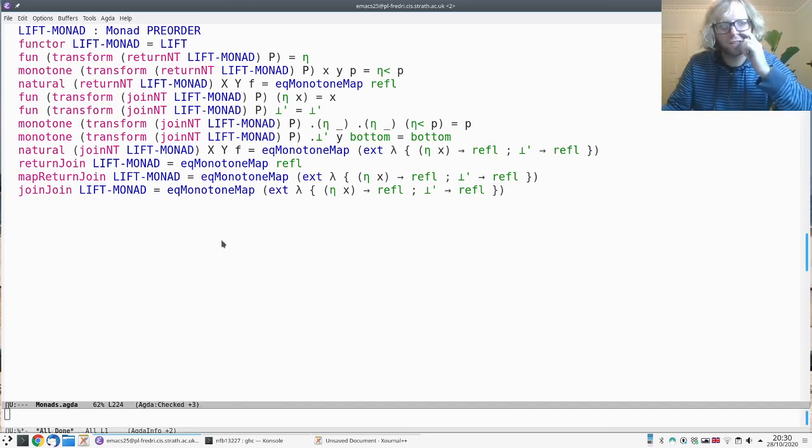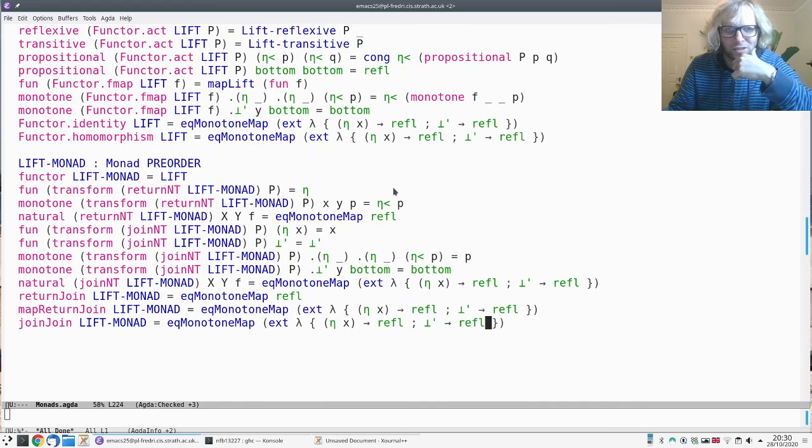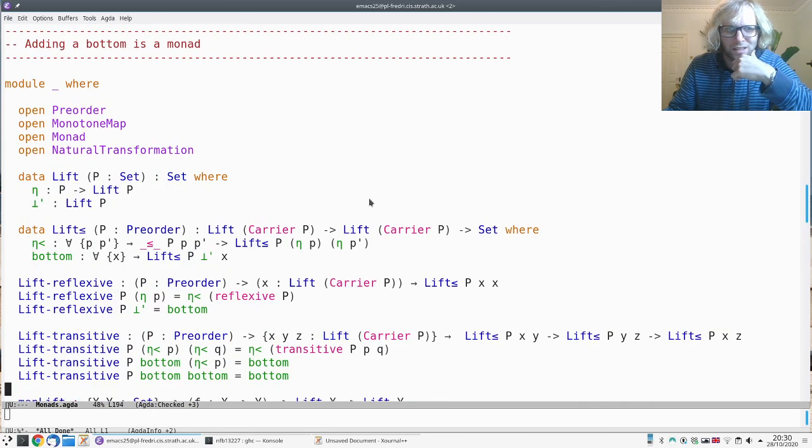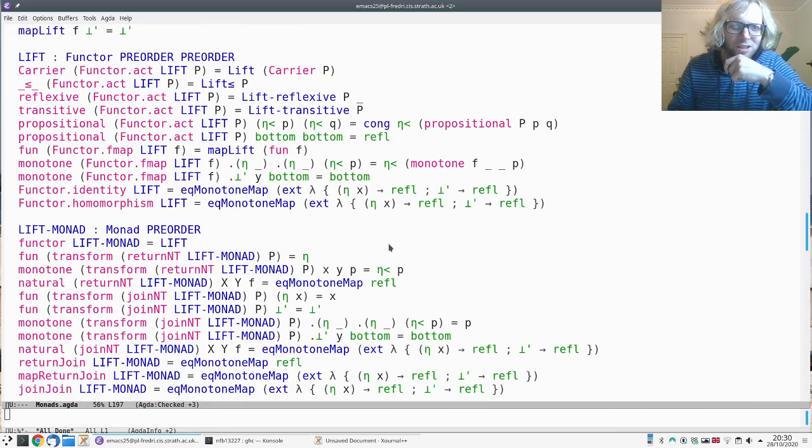Okay, so that's an example of a monad which is not in the category of sets, right? Which is adding this extra element to a preorder. So there's lots of examples like this if we just leave the safety of set behind. So there's lots of examples in set, of course, but mathematics is full of monads.